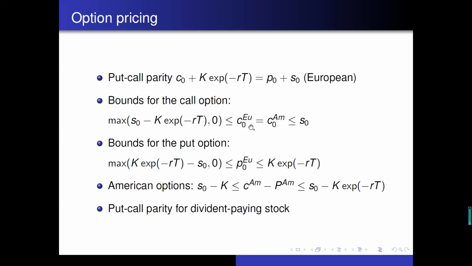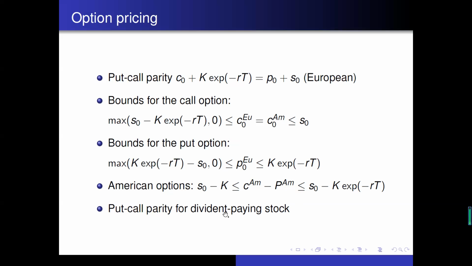Because the value of the European option equals the value of the American option if the stock is not dividend paying, we can also derive the lower bound for the American call option. The upper bound is just the stock price for the call option. For the put option, the upper bound is the strike price times the discount factor. For the American options, we don't have the put-call parity equality hold. Instead, we have an inequality. We can put this on our cheat sheet.